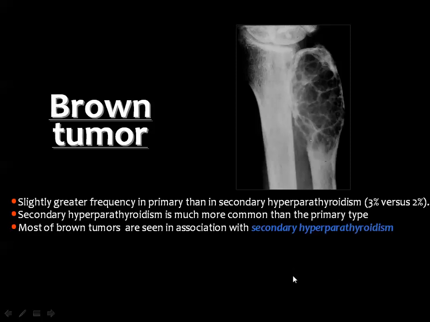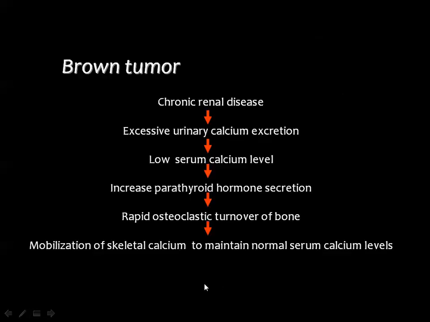The brown tumor is slightly more frequent in primary than in secondary hyperparathyroidism. But consider that secondary hyperparathyroidism is more common than the primary hyperparathyroidism. Then you will see brown tumors in the secondary type more commonly than in the primary type. What is the brown tumor?